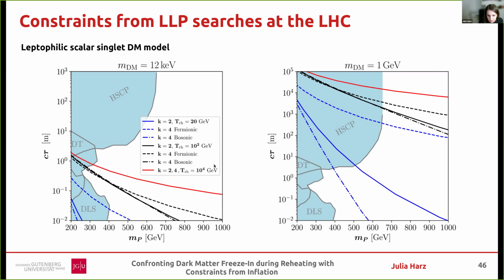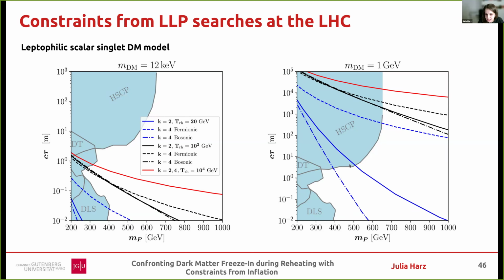To walk you through, what we have here in red is the comparison result, which is the normal freeze-in scenario in radiation domination. Then in black is a reheating temperature of 100 GeV, and in blue a reheating temperature of 20 GeV. The different types of lines show you whether it is K equals 2 or 4, fermionic or bosonic. And in principle, as you saw already in the table before, we move to smaller decay length.